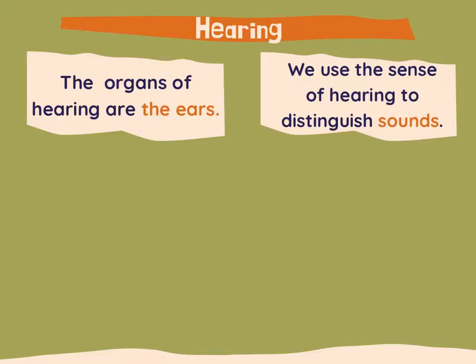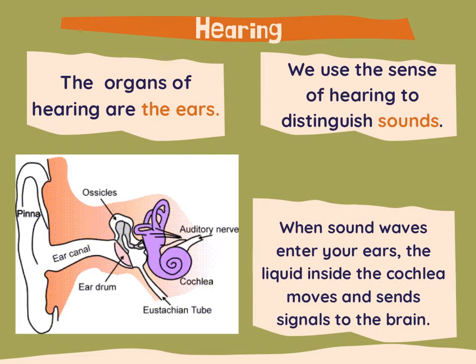Hearing. The organs of hearing are the ears. We use the sense of hearing to distinguish sounds. When sound waves enter your ears, the liquid inside the cochlea moves and sends signals to the brain with the auditory nerve.